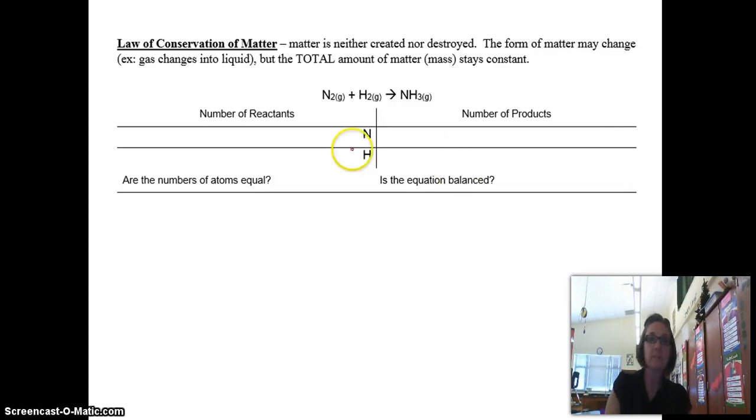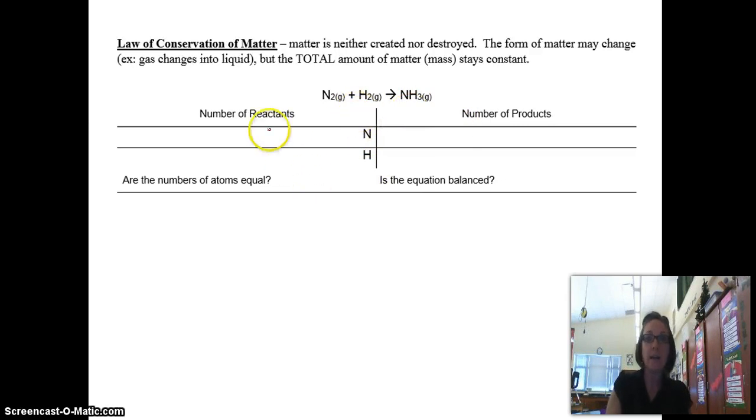So let's take a look at the law of conservation of matter. What that law says is you can't create or destroy matter. Whatever you start with before a chemical change has to be present after the chemical change. You can change what it looks like, what it's bonded to, but you cannot make or destroy matter. So if I have this equation, it's similar. It says nitrogen gas and hydrogen gas are going to react and they're going to form NH3 gas, which is ammonia. I want to know, how can I tell is this equation balanced?